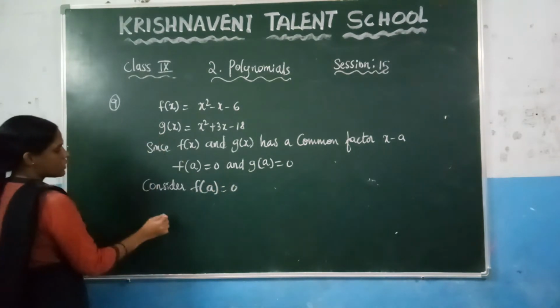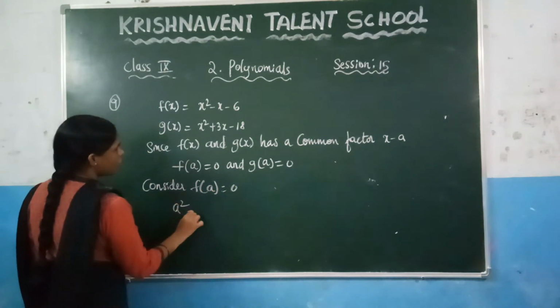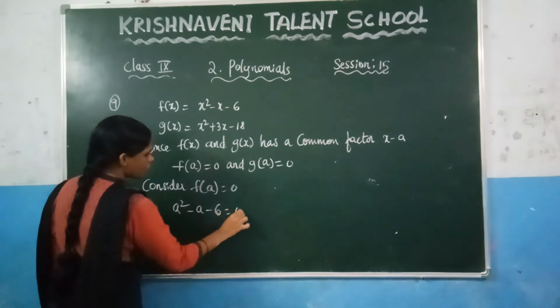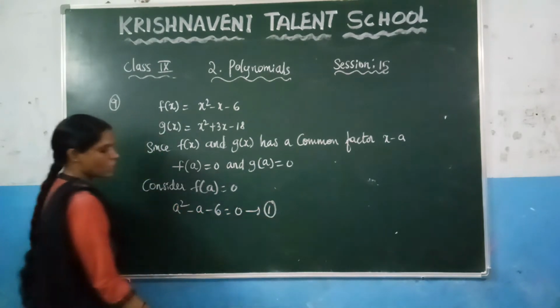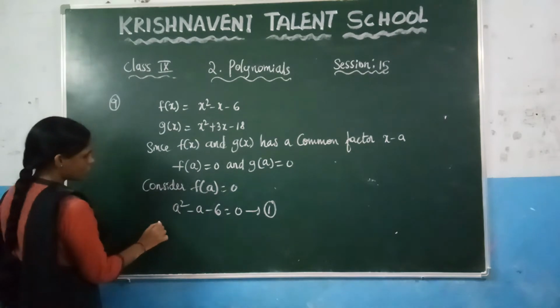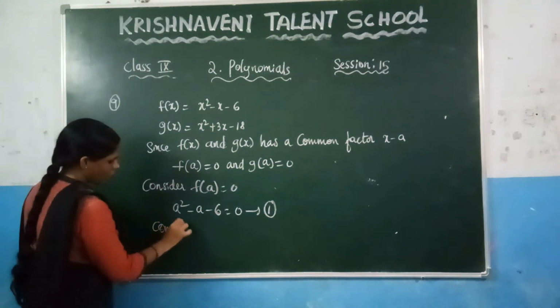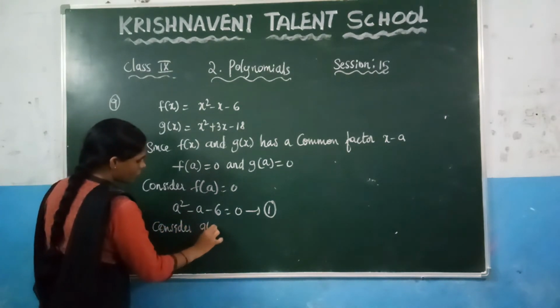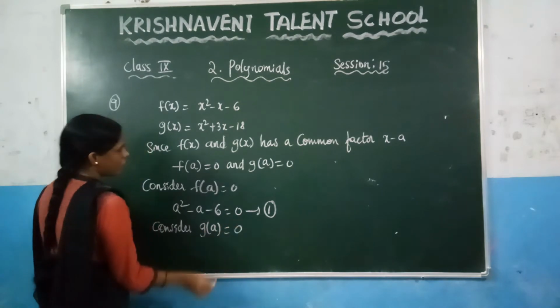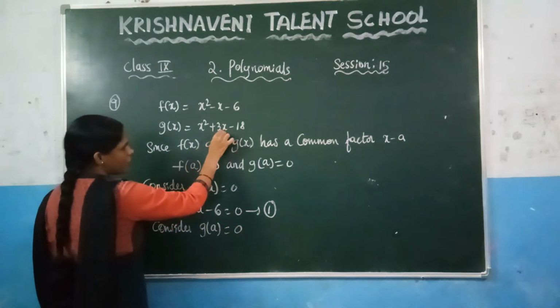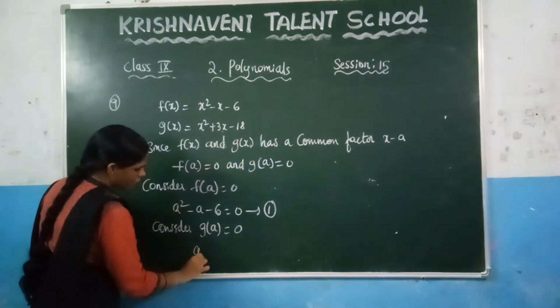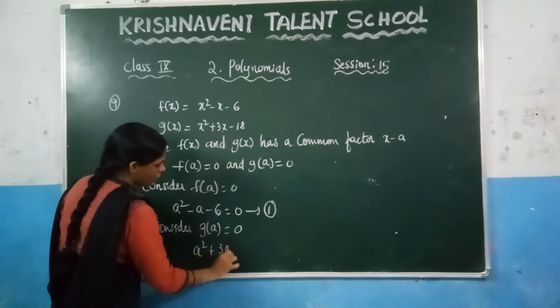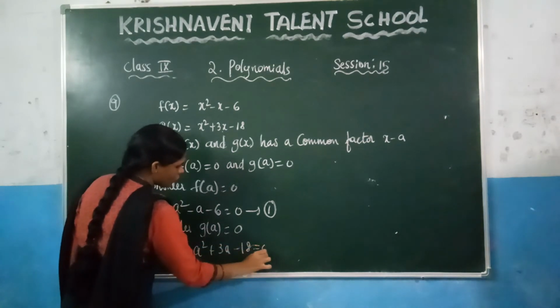So in place of x substitute a: a squared minus a minus 6 is equal to 0. This is first equation. Now similarly consider g of a is equal to 0. In case of the polynomial g of x, substitute a in place of x. So we will get a squared plus 3a minus 18 is equal to 0.